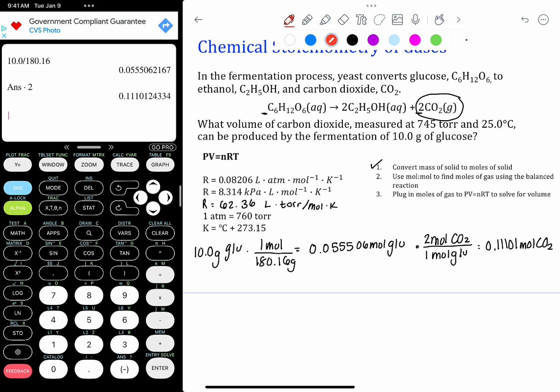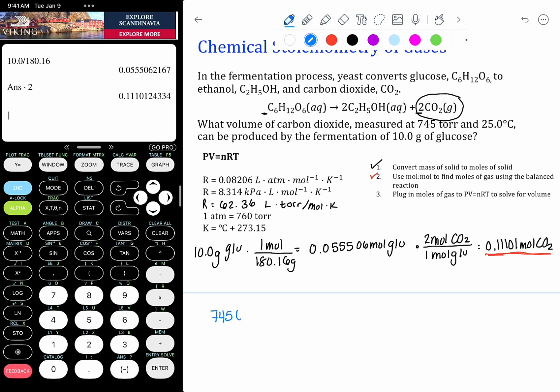This is now the mole value that we can use for step 3 to plug into PV equals nRT to solve for volume. So our pressure is 745 torr. Our volume is what we're solving for. n is what we just solved for, 0.11101. R was given as 62.36. And T is 25 plus 273, that's 298.15 Kelvin.